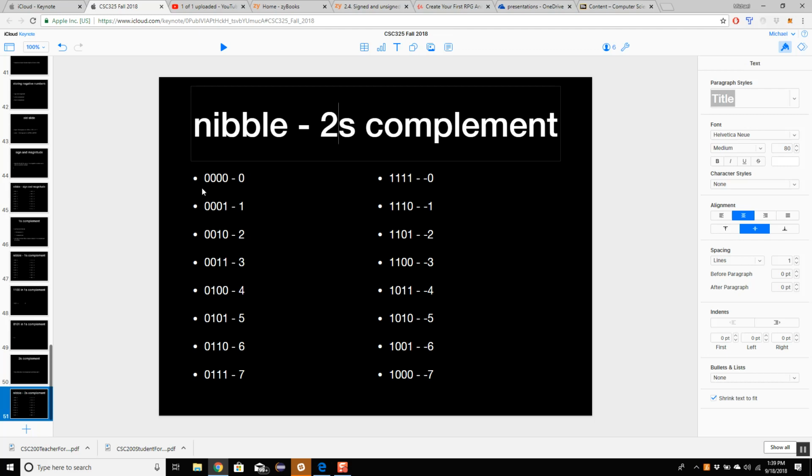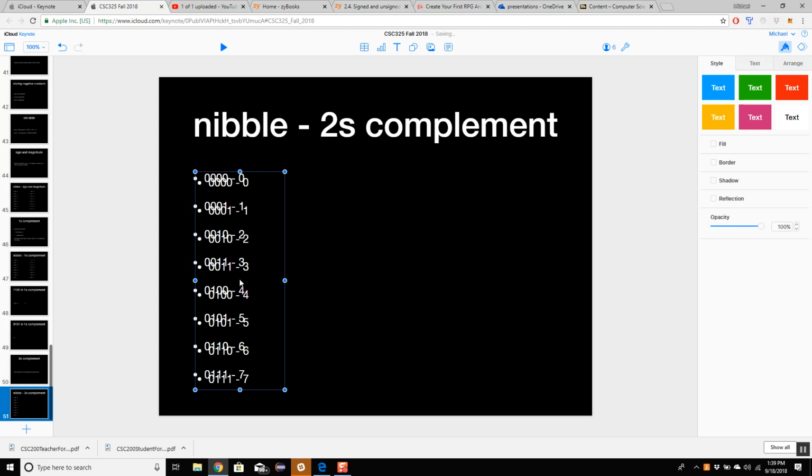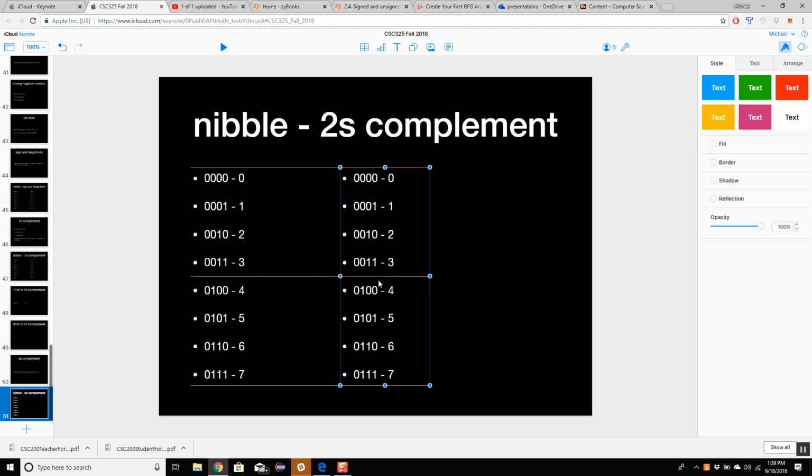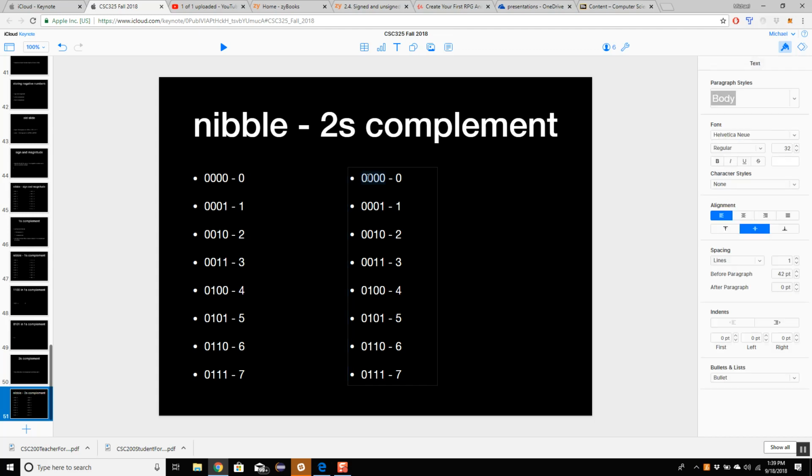So here's our 2's complement. Here's all of our positive values over here. Okay? Now for our negative values, I'm going to delete this. I'm going to steal this. So now we're going to flip all the bits here. So a 0, 0, 0, 0, 1's complement is 1, 1, 1, 1. But now I need to add 1 to that.